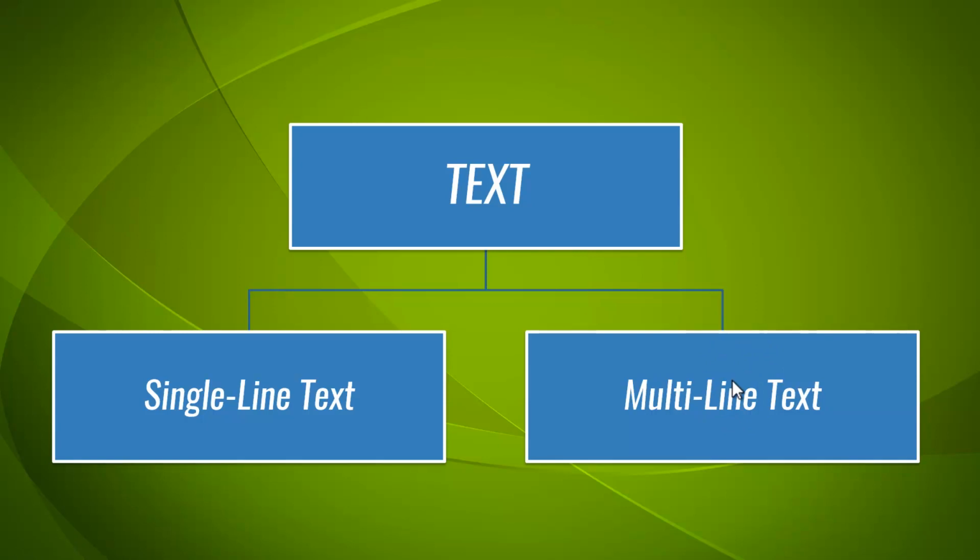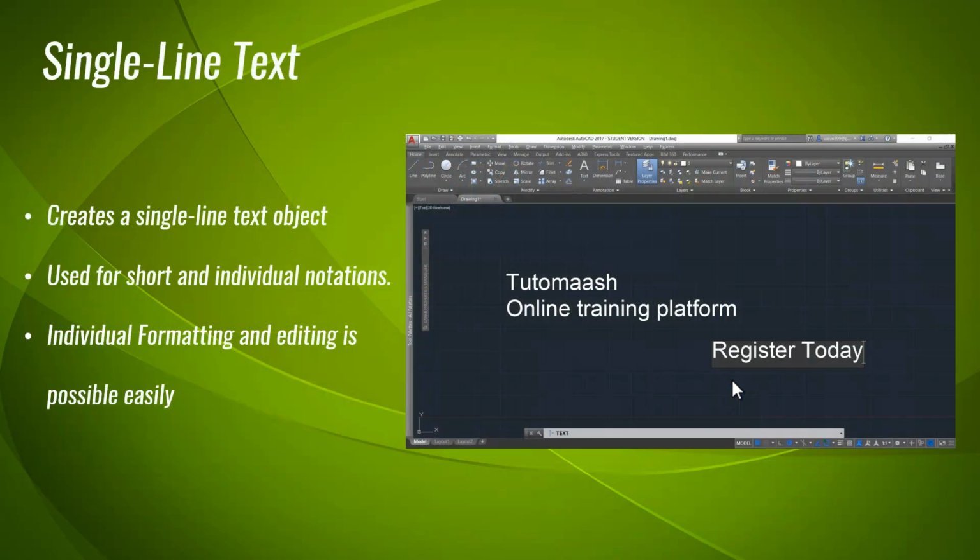So let's move on to the first option, that is single line text. Single line text creates a single line text object. That means when you create any text, it will be created as a single line. And when you click on next point, it will go to the next point as a single line text. So it is faster than multi-line text while texting in your drawing. But the limitation in this method is that you have to edit and format each line separately when it is required. That means different line texts are different when it comes to editing and formatting.